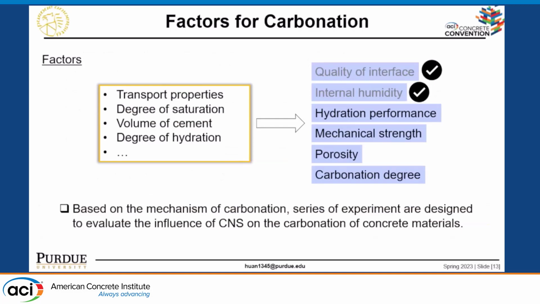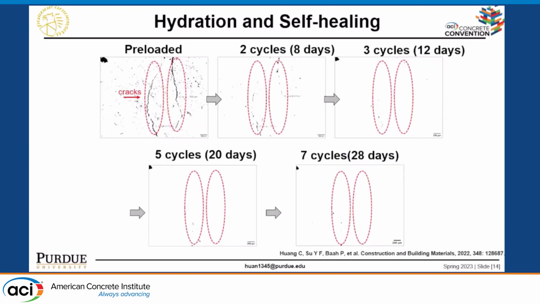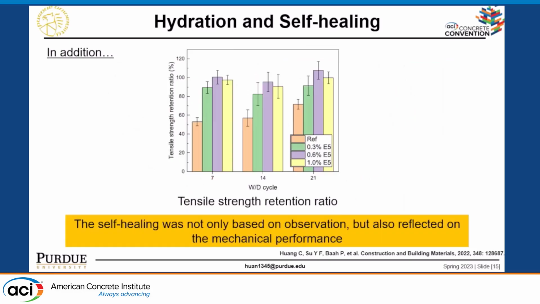And next, we will move on to the hydration performance, the influence of the CNS on the concrete. This was part of our previous work. We prepared some samples, and then we preloaded and induced some damage. As you can see, at the beginning after the preloading, we have cracks, and then after a couple cycles of the wet-dry condition, so just wet water, moisture cure, and then dry cure, the cracks disappeared. And we compared it when we have CNS, or when we have 0.3, 0.6, and 1% of the CNS.